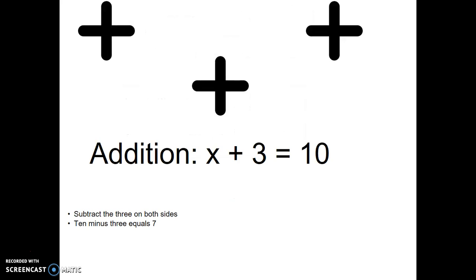When I first look at this slide, I want to ask myself the 3 big questions. Question 1, what is the variable? The variable in this equation is x. What operation is being performed? The operation being performed is addition. What is the inverse of addition? It is subtraction. The way we would solve this problem would be to subtract 3 on both sides. 10 minus 3 equals 7, so our final answer would be x equals 7.